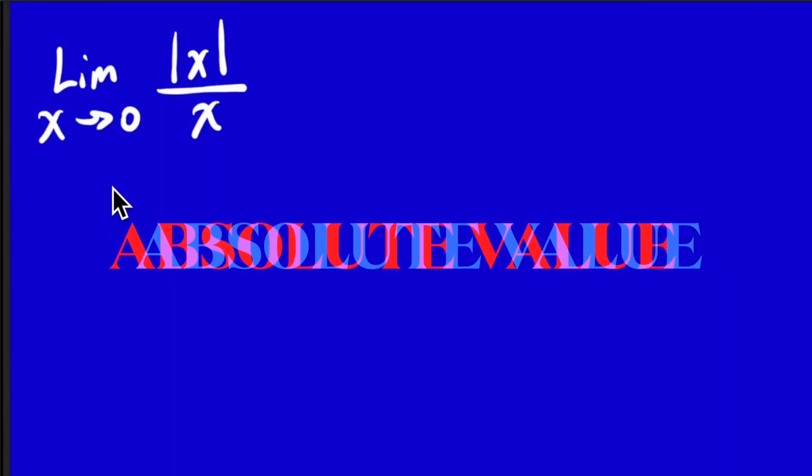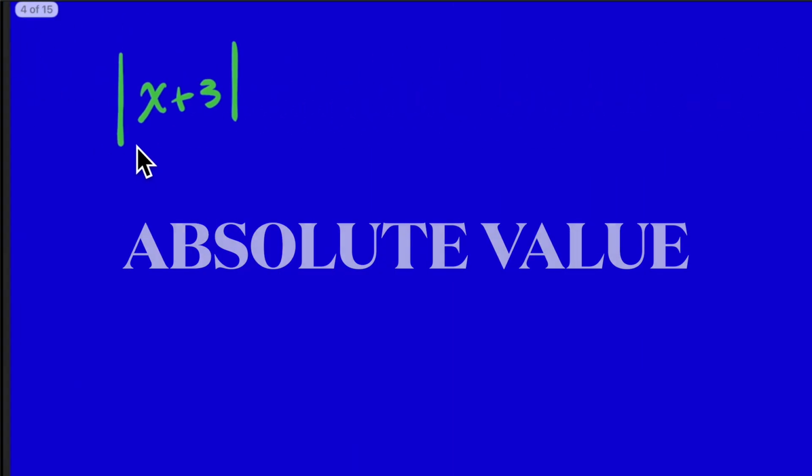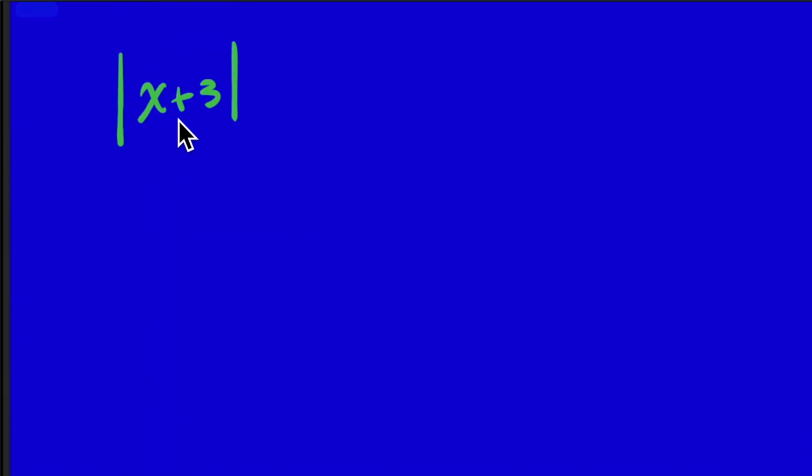We have the limit as x approaches 0 of the absolute value of x divided by x. So this is a two-sided limit. It's a normal limit. That means we have to consider both approaching 0 from the left and approaching 0 from the right. Recall, when we're dealing with absolute value functions, we create piecewise functions.